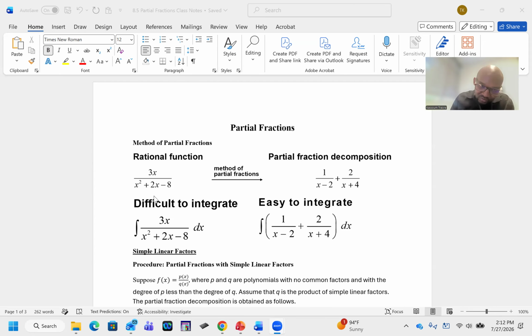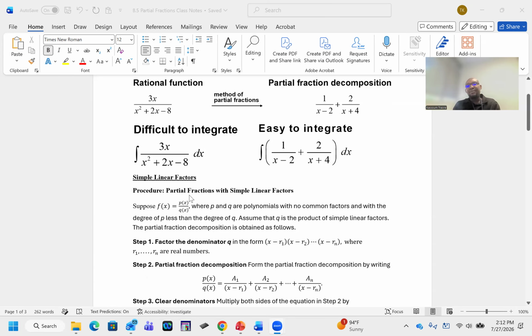So now you can see this integral is difficult to integrate, but this is easy to integrate, because I will just apply ln, and I will get this integral. So that's the use of partial fraction. Sometimes if you have a difficult fraction, you check that it's not an improper fraction, then you try to break it down into two or multiple fractions so you can integrate.